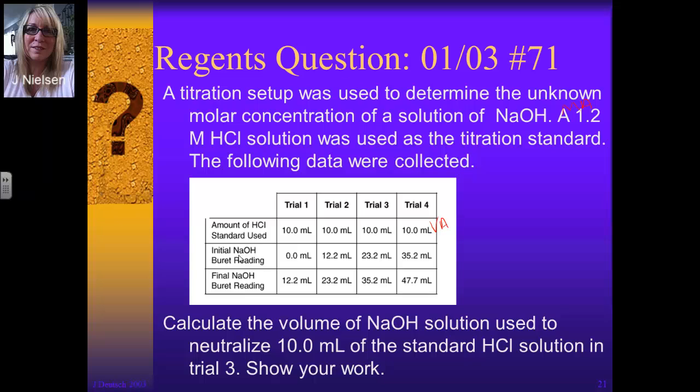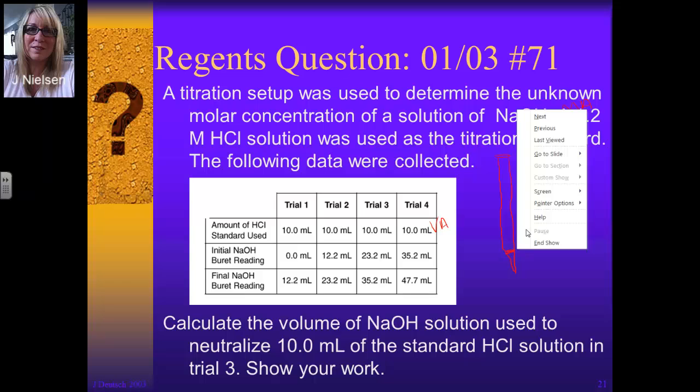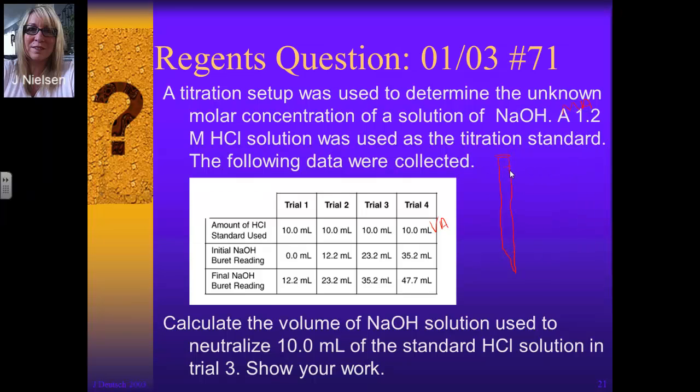And then they give me the initial burette reading and the final burette reading. So remember, the burette is that thin device that we put the base in, and it comes down to a little point, and you can turn it on and off, and it has all these increments on it that you can read. So let's say my base was up here and then it went down to here. That's what they're showing you. The initial volume was this, the final was this. So in order to find the actual volume used in each trial, we would have to subtract.